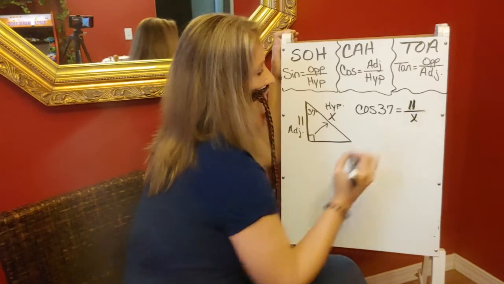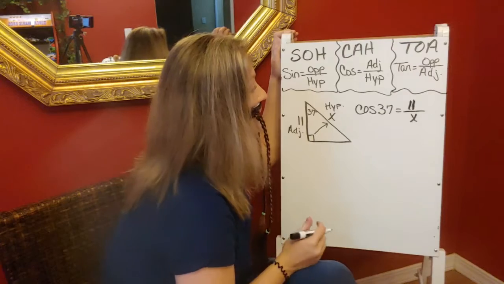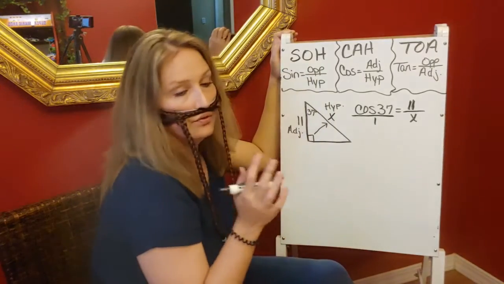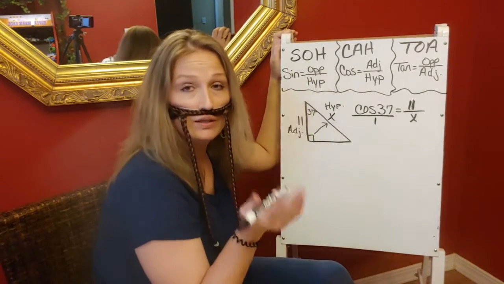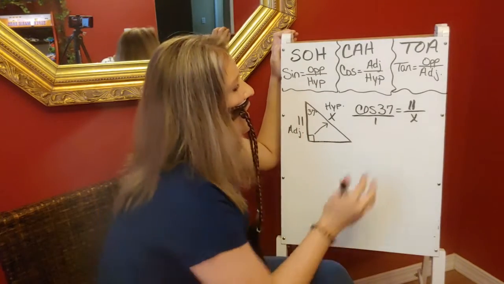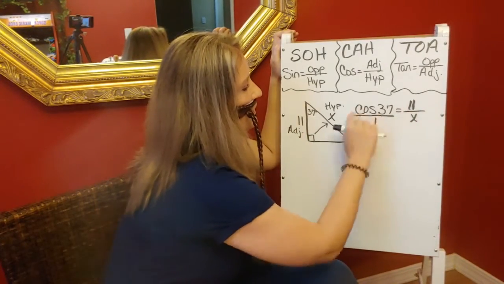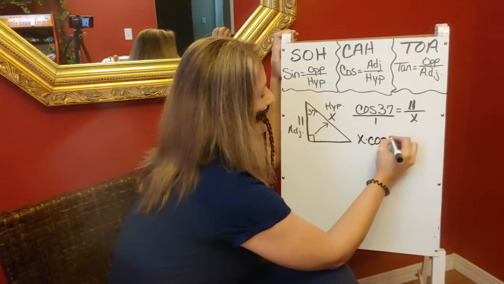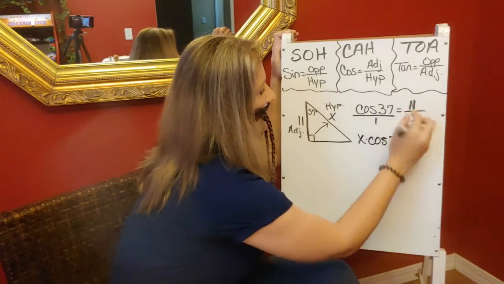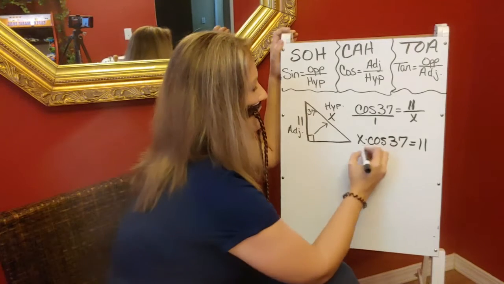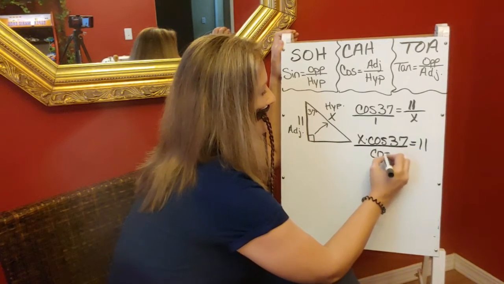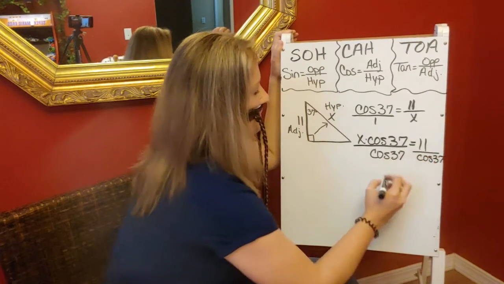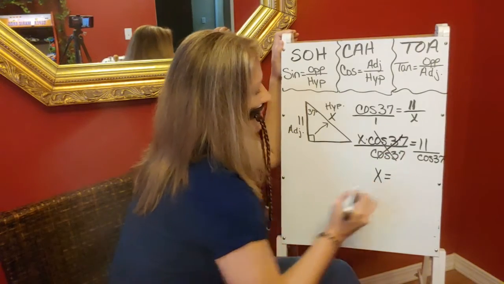Now, since x is on the bottom, I know the last thing I'm going to have to do is divide. Whenever I'm setting this up, I am going to put this over 1 because I know that anytime I have any sort of number whatsoever, if I put it over 1, it's the same as just writing itself. And I'm going to cross multiply. Okay? X times the cosine of 37 equals 1 times 11. Okay, once I get there, I need to get x by itself, so I'm going to divide by the cosine of 37 on both sides to find out what x is.